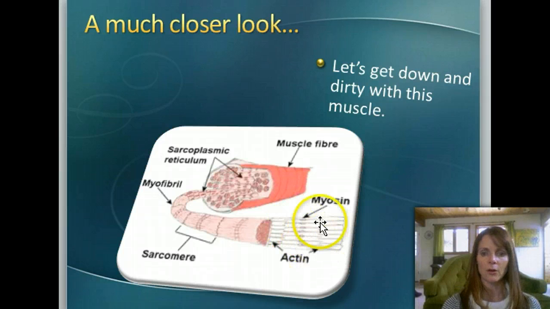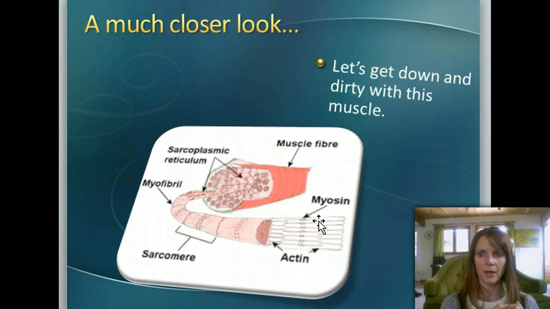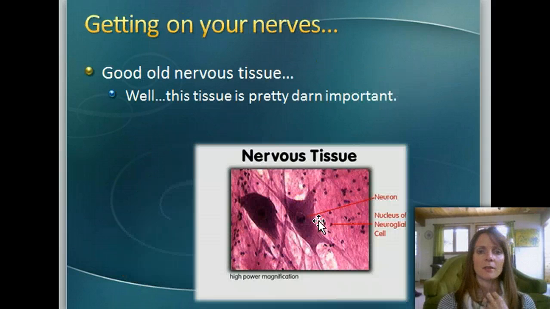So that's what all of these little actin and myosin filaments do. I'm not going to go into that too much because we'll talk about that when I talk about the muscular system. But just know that muscles are pretty intense. They're not just something that we eat in a hamburger off of a cow. I mean, they're really pretty specialized.